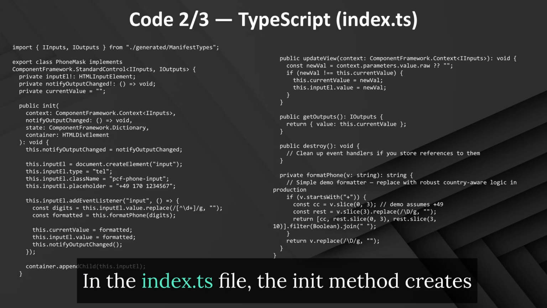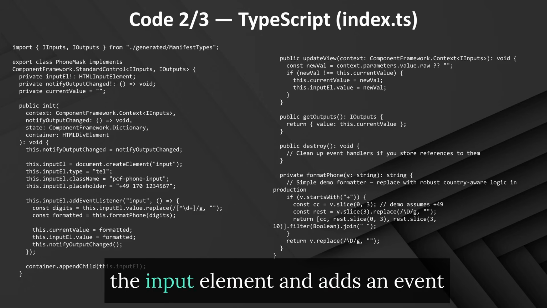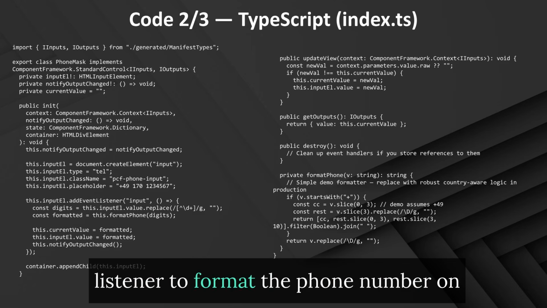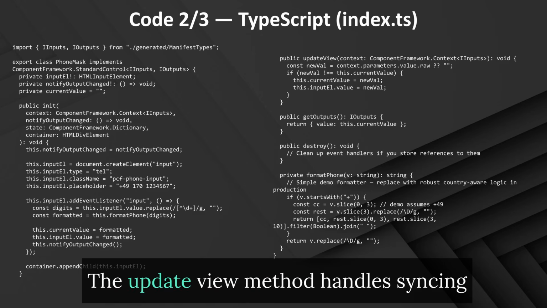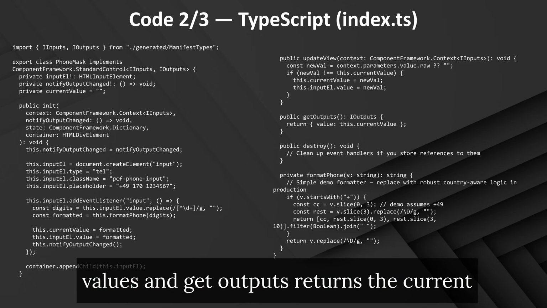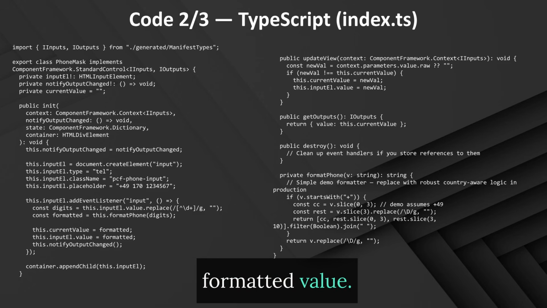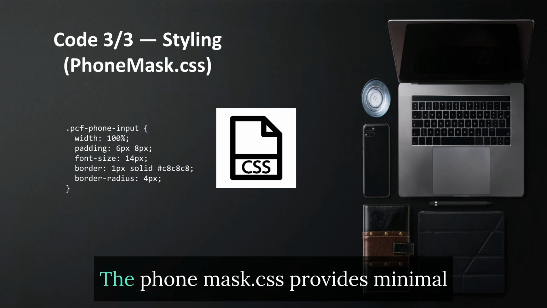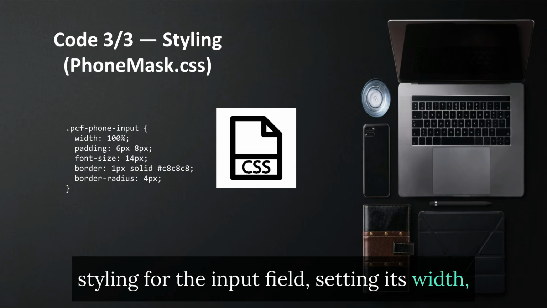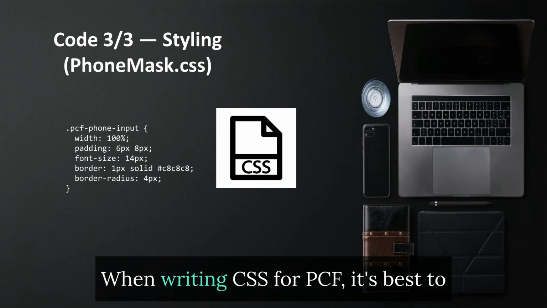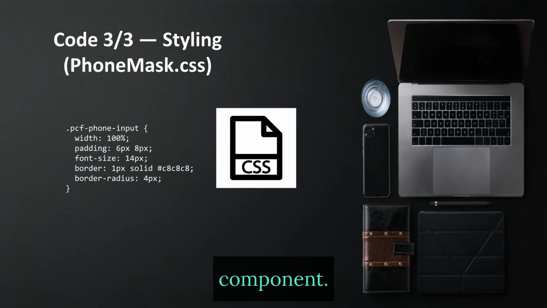In the index.ts file, the init method creates the input element and adds an event listener to format the phone number on input. The update view method handles syncing values, and get outputs returns the current formatted value. The phonemask.css provides minimal styling for the input field, setting its width, padding, and border. When writing CSS for PCF, it's best to keep it minimal and specific to the component.